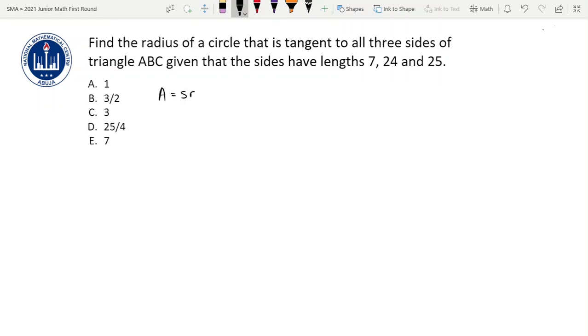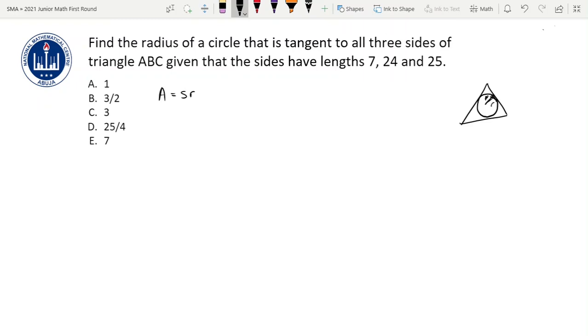So let me just draw a diagram here to illustrate what the inradius of a triangle is. If you have a triangle here and then you have a circle that is tangent to all three sides of this triangle, then the radius of this circle is the inradius of this triangle and is denoted by a small r. So this here is the inradius of a triangle, and that's what this r refers to.